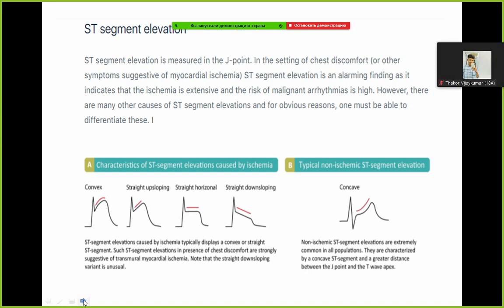ST segment elevation is measured also at the J point in the setting of chest discomfort or other symptoms suggestive of myocardial ischemia. ST segment elevation is an alarming finding as it indicates that the ischemia is extensive and the risk of malignant arrhythmias is high, and elevation of ST segment reflects the ischemic injury.